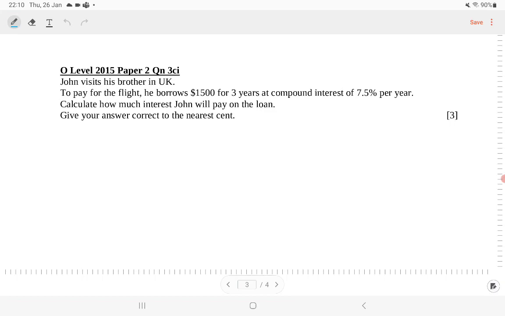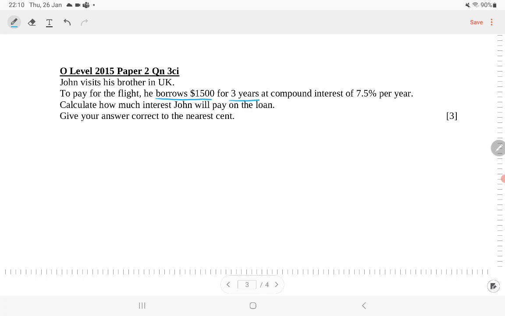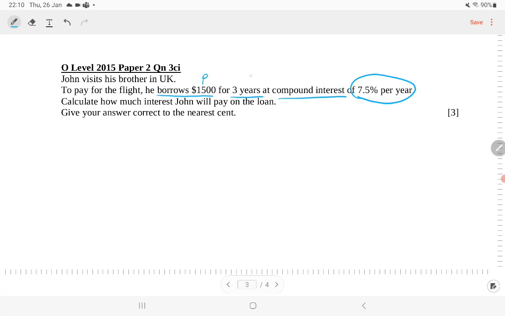John visits his brother in UK. To pay for the flight, he borrows 1,500 for 3 years at compound interest of 7.5% per year. So I'm given the principal P, I'm given the time, which is n. I'm not going to use T. And I'm given the interest rate. Calculate how much interest John will pay on the loan.